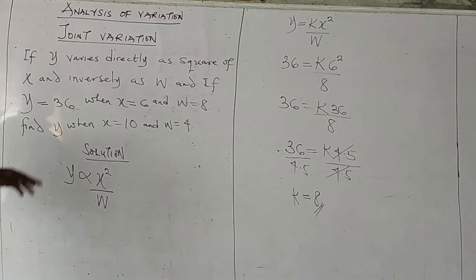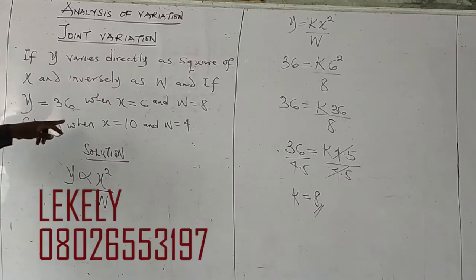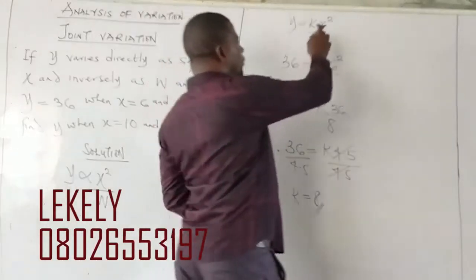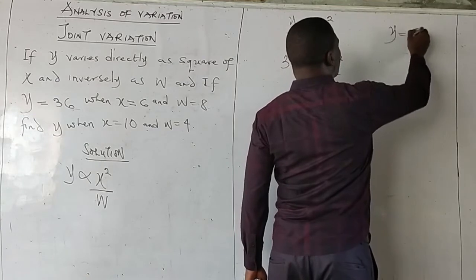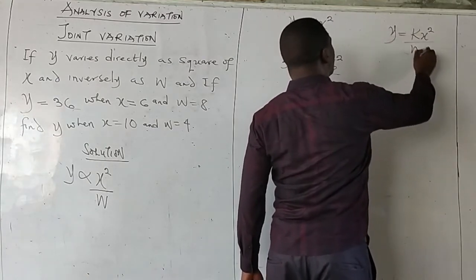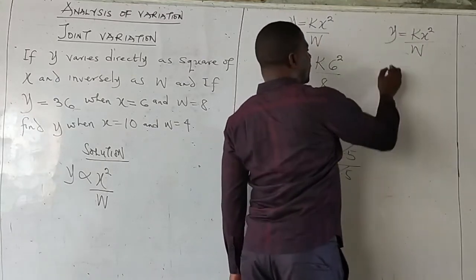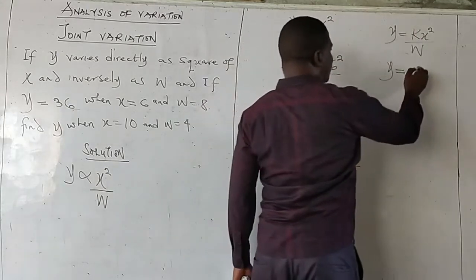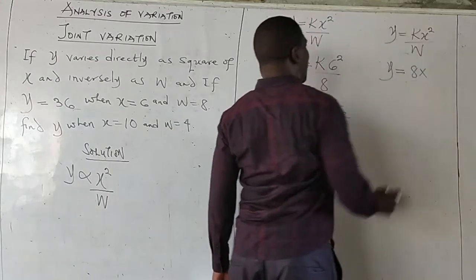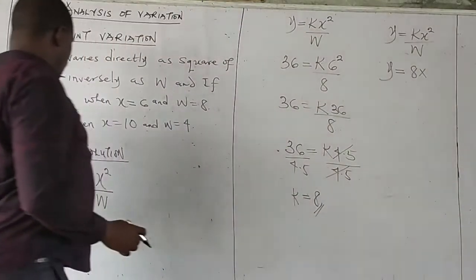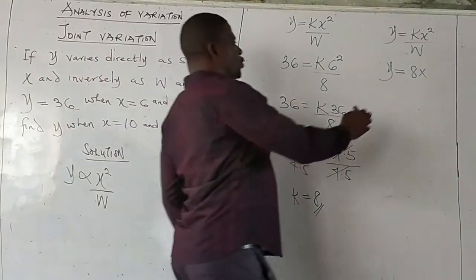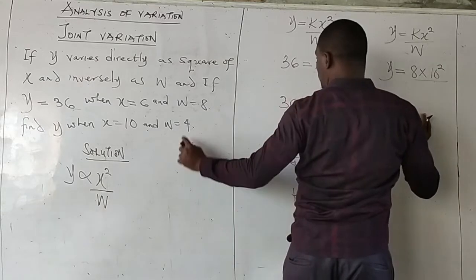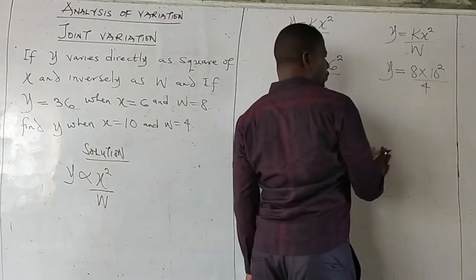They now said that find y when x is 10 and w is 4. So I will still write this equation. Y equals kx squared over w. They said we should find y. So y will now be equal to k. What's k? 8. 8 times what's our x? 10. So that will be 10 squared over w. What's w? w is 4.